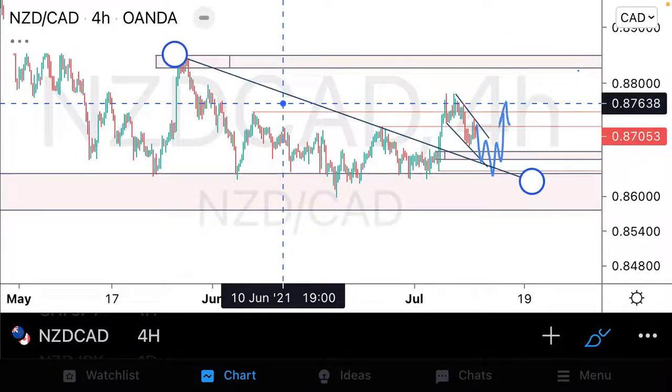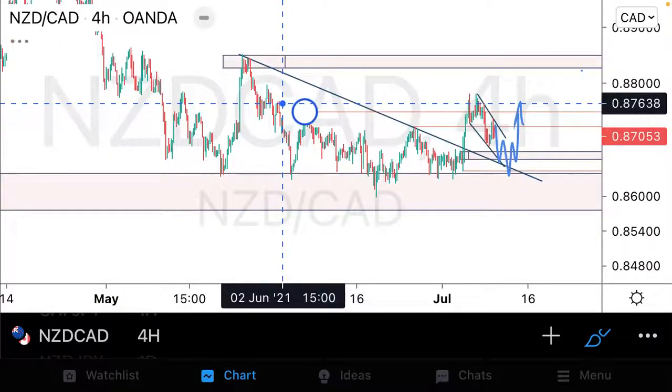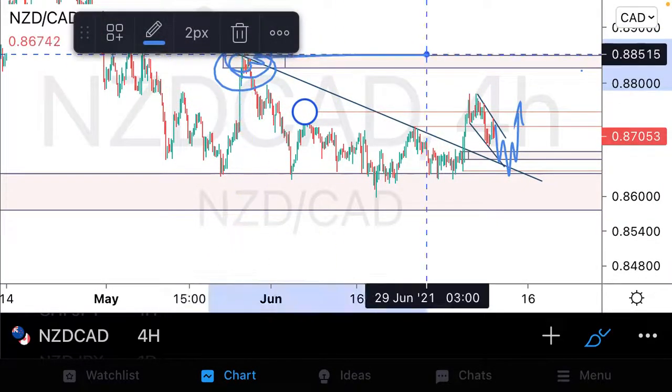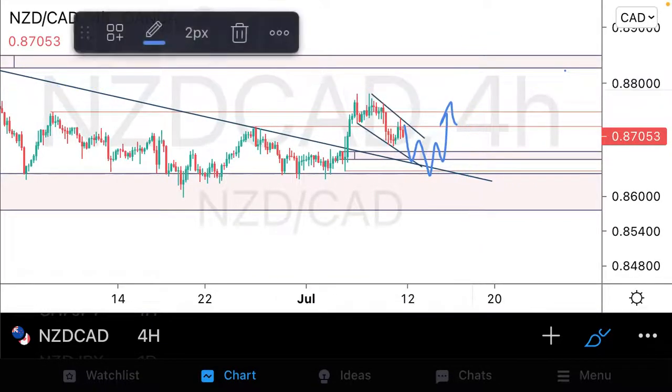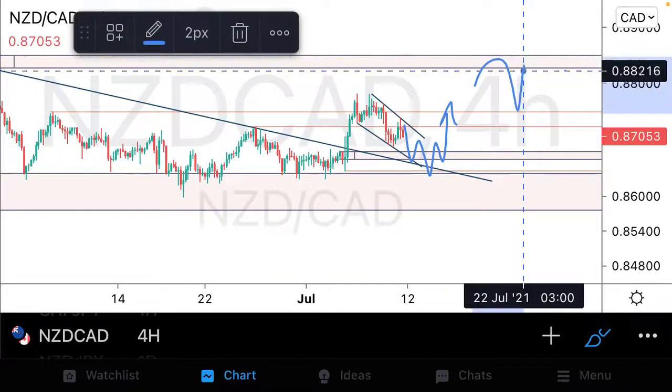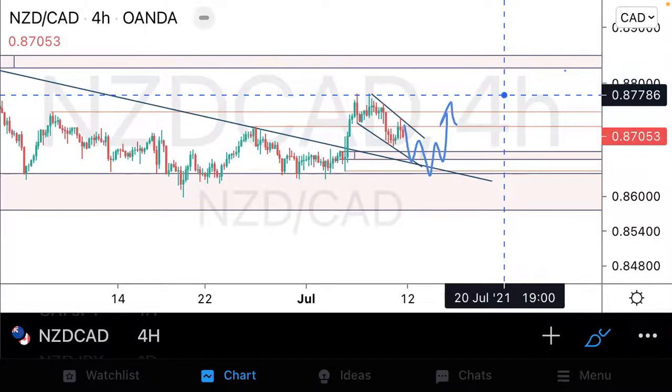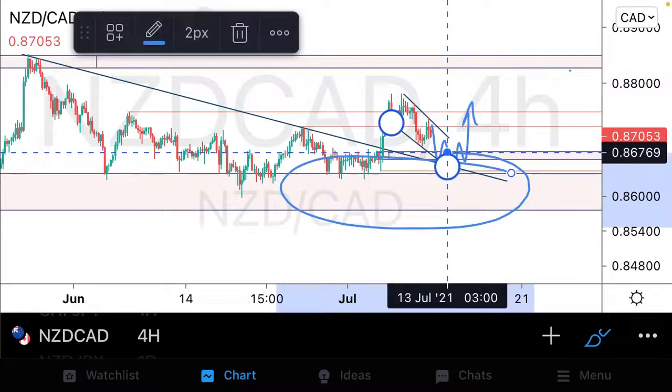Guys, we are going to be looking to ride New Zealand dollar CAD all the way to these resistance structures over here, and obviously once prices do get into these resistance areas, then we look to see if we need to re-evaluate our analysis. But as things stand, guys, we're at higher time frame support.